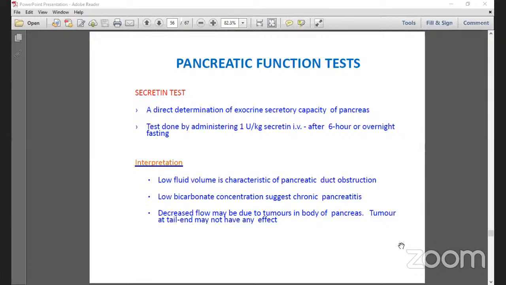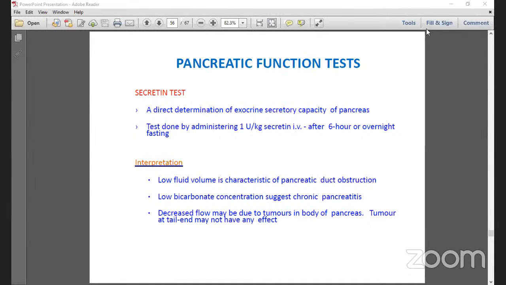In order for us to test the normal functional capacity of the pancreas, we can do a secretin test. Secretin is a type of hormone produced by the small intestine. From here, we can determine the exocrine secretory capacity of the pancreas, whether the pancreas is able to produce and release enzymes such as lipase, protease, amylase, etc. How are we going to do that? We can administer secretin intravenously after 6 hours or overnight fasting.